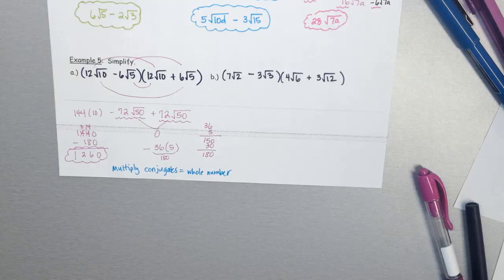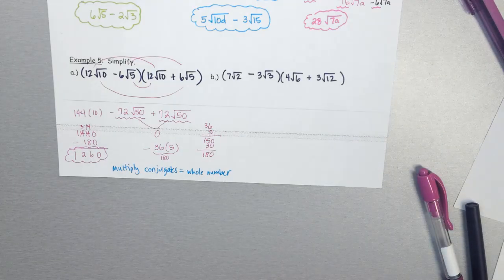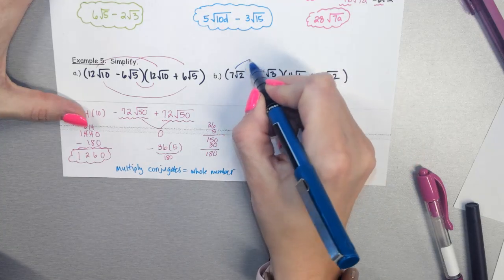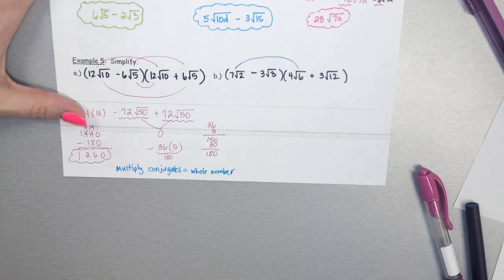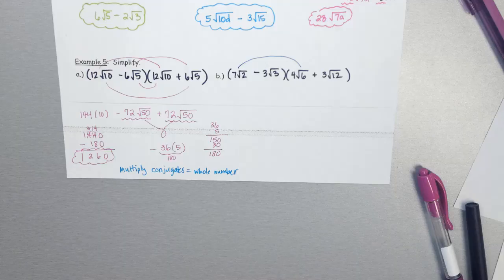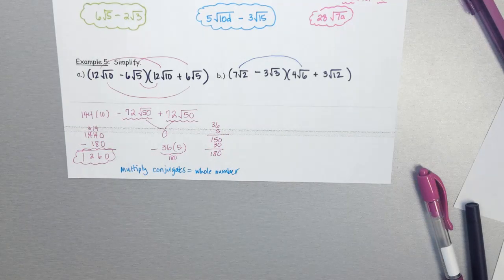I like to think of it all at one time, so I start by using FOIL. When you multiply here, I want you guys to write down what you get. You can just write down the unsimplified version, but see if you can do the FOIL.